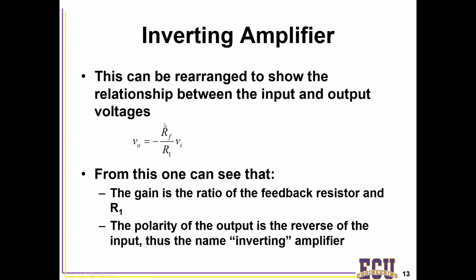And so because of this, we're going to see that we have a negative gain. That is, that we have an inversion of the sign of the input signal. So if we had a positive voltage on the input, we're going to see a negative voltage on the output, because real resistors can only be positive values. And so the polarity is going to be reversed.